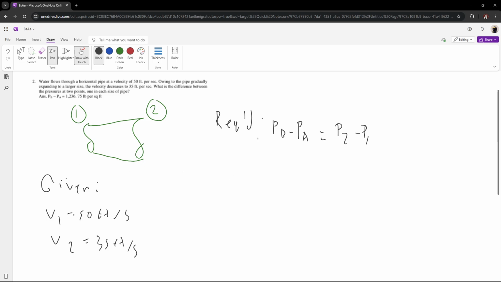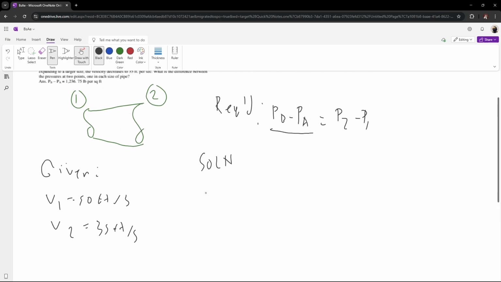Now we don't need to use the flow rate formula for this because the velocity is already given and there's no other things that are needed aside from PB minus PA. Now for the solution, we use the standard Bernoulli's formula, which is P1 plus 1/2 rho V1 squared is equal to P2 plus 1/2 rho V2 squared.